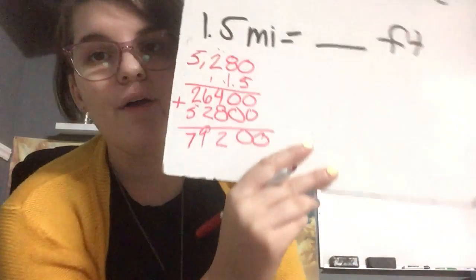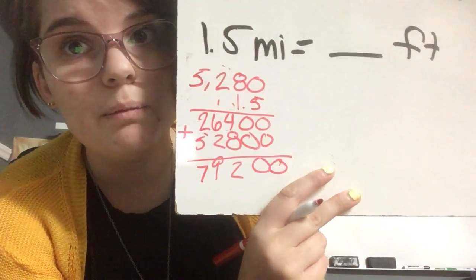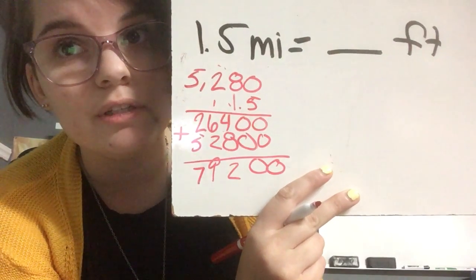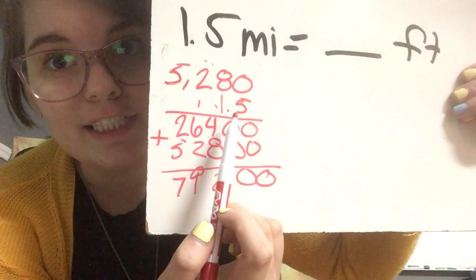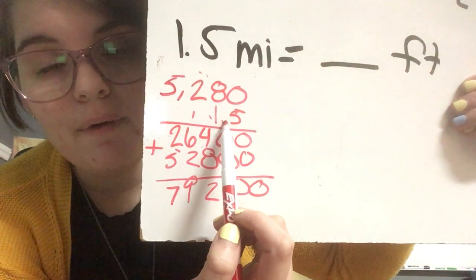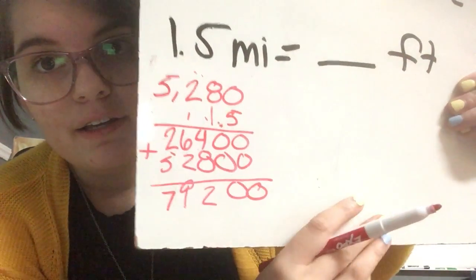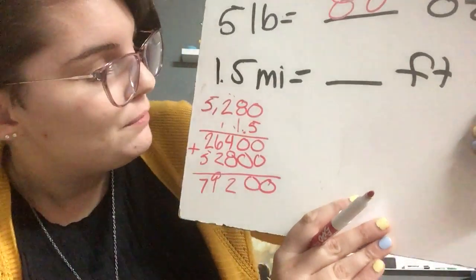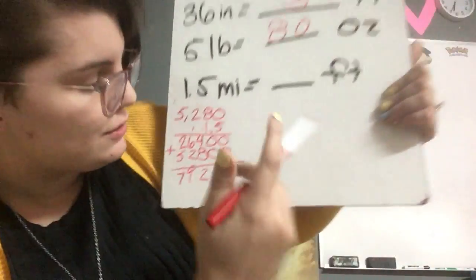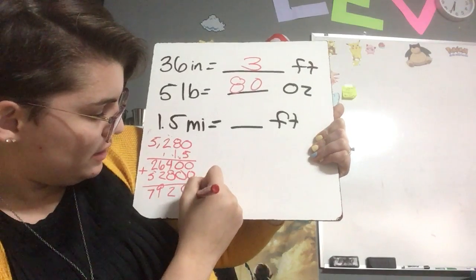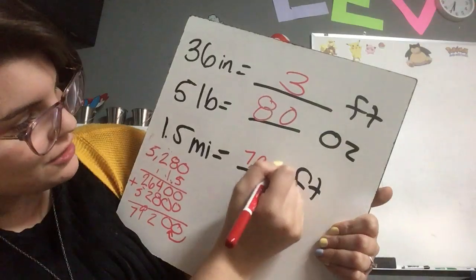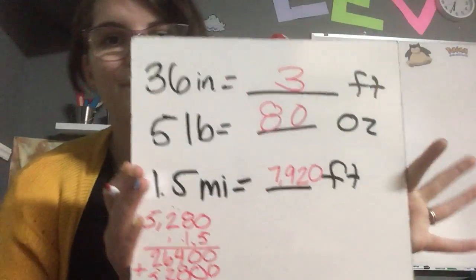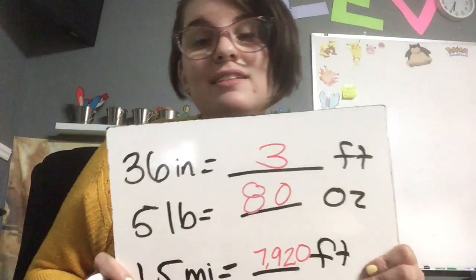All right? However, we are almost missing a step, and I don't want us to miss a step. So what are we going to do? We got to remember to count it up, count it up. So if we have our little dot there, we have 1 decimal point, right? So we're going to move it over 1. Our answer will be 7,920 feet. Okay? Makes sense?